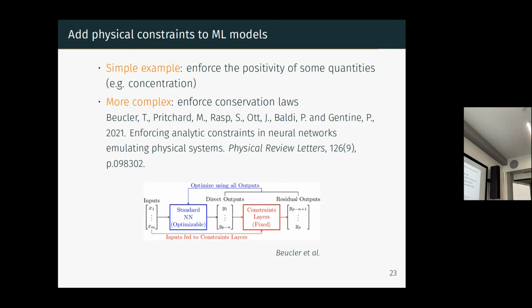So you will make sure that your neural network does not give negative concentration, which has no sense. I don't know if you're familiar with the notion of concentration, you cannot have negative concentration. You can also have, as I mentioned, some conservation law.